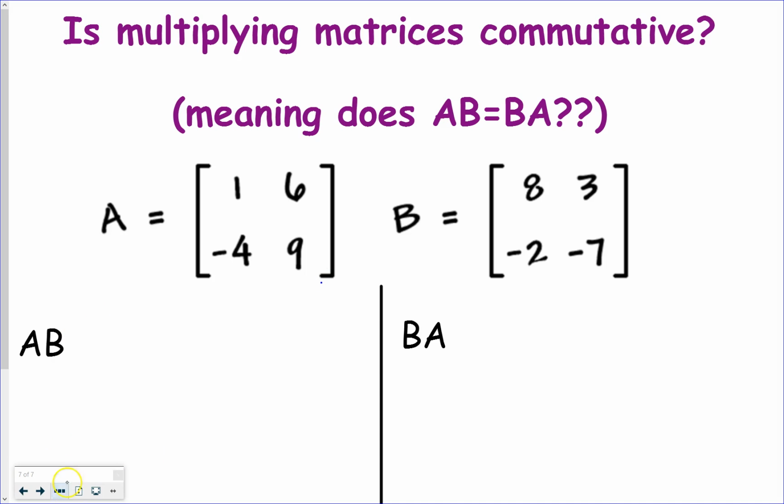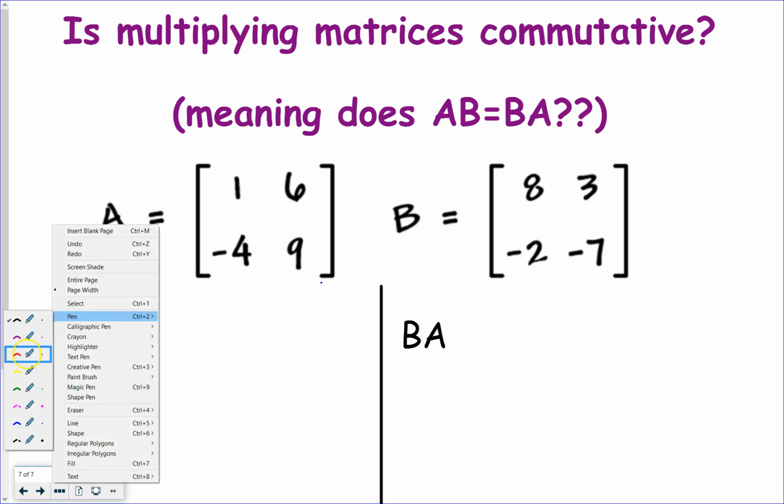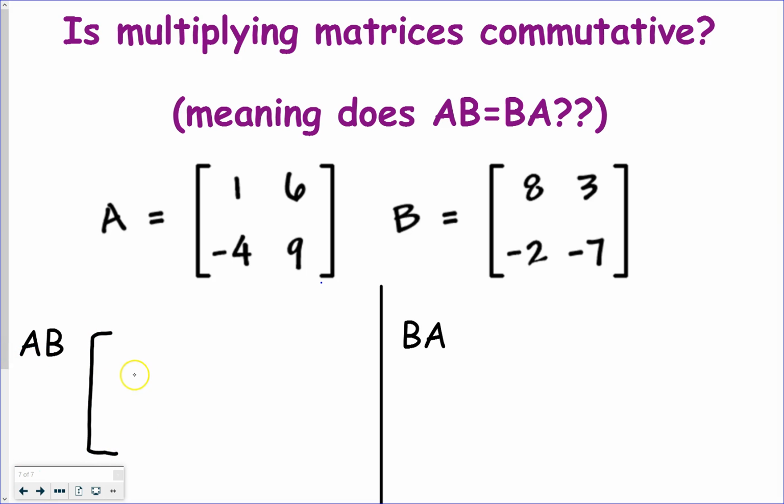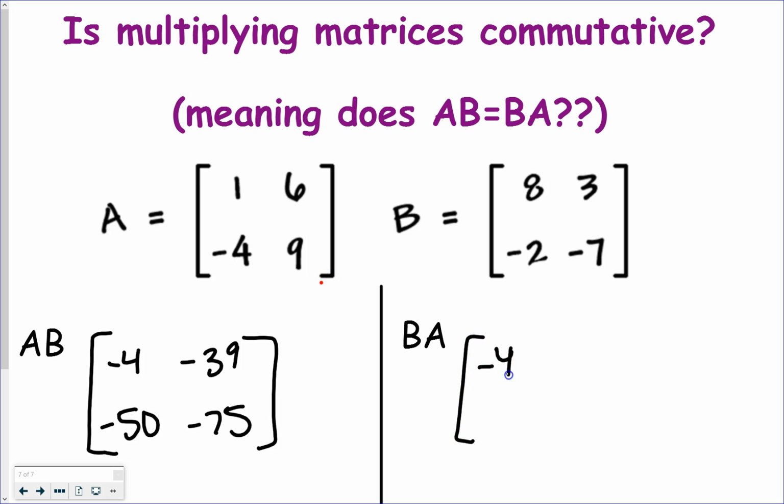All right, so when you did A times B, your answer should have been negative 4, negative 39, negative 50, and negative 75. When you did B times A, we got negative 4. Look at that. So far we're matching. 75. Uh-oh. 26. Uh-oh. Negative 75. So they did not match completely.